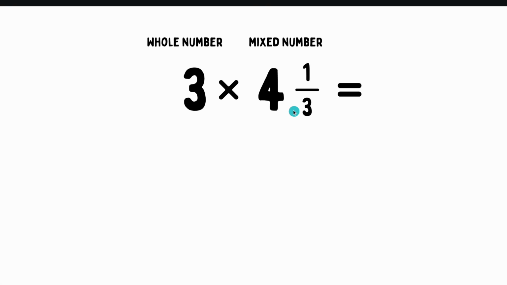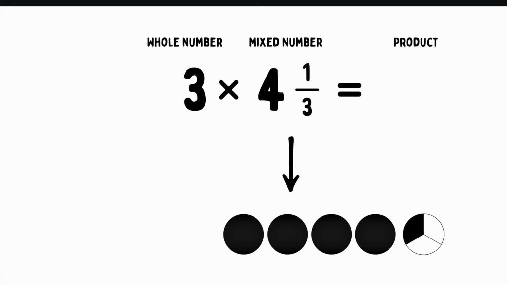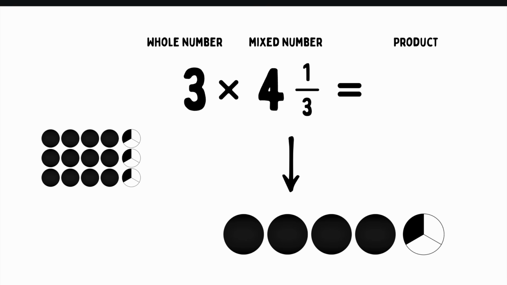3 times 4 and 1/3. The 3 is the whole number. 4 and 1/3 is a mixed number. We have a whole and a part of another whole. And we need to find the product. Let's start by representing 4 and 1/3. We have 4 wholes and 1/3 of another whole. We need to multiply that 3 times. 1 time, 2 times, 3 times.